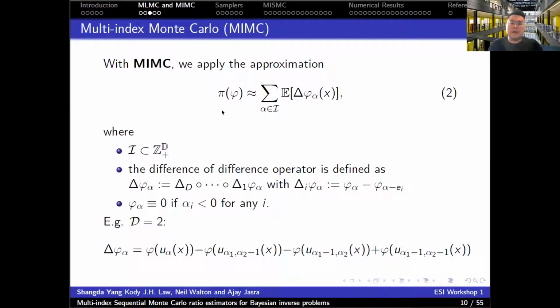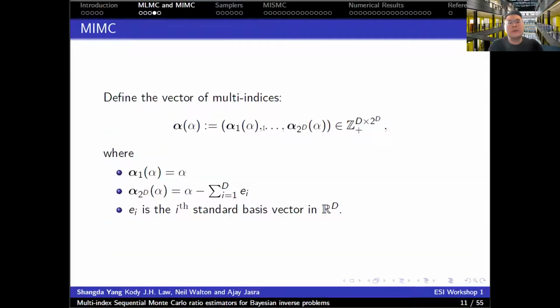It is worth noting that multi-level Monte Carlo and the multi-index method are the same for d equals 1. When d equals 1, we only have the increments. Our focus is on the multi-index method. So let me define the vector of multi-indexes. We let alpha be a set of alpha 1 to alpha 2 to the d, where alpha 1 is alpha and alpha 2 to the d is alpha minus the summation of the base vectors.